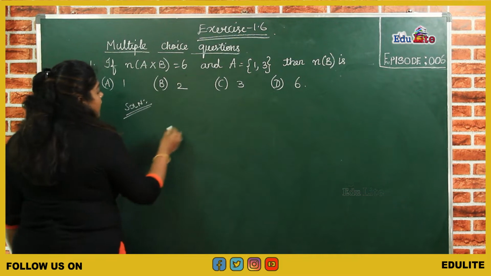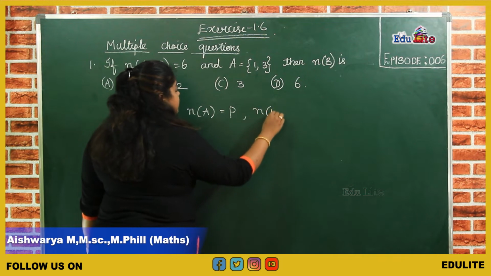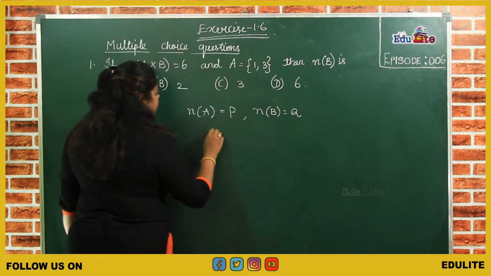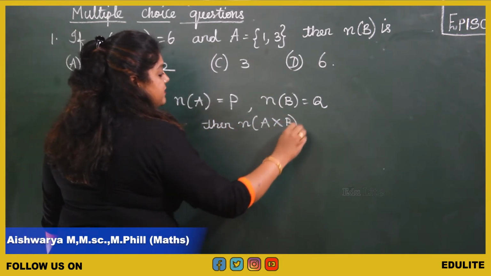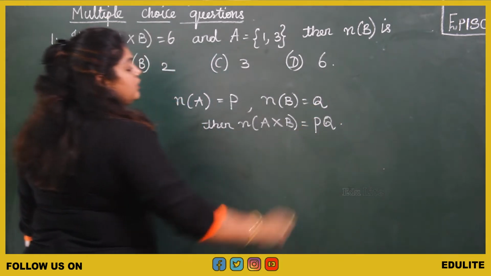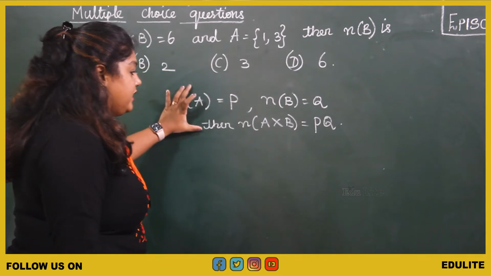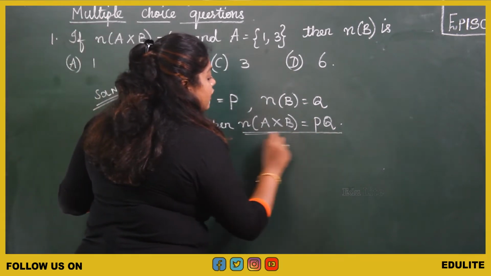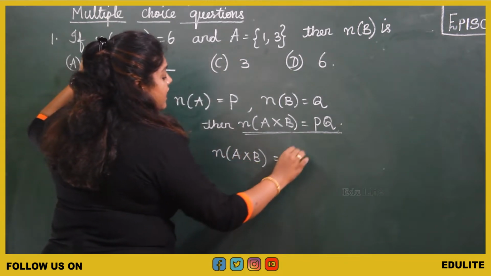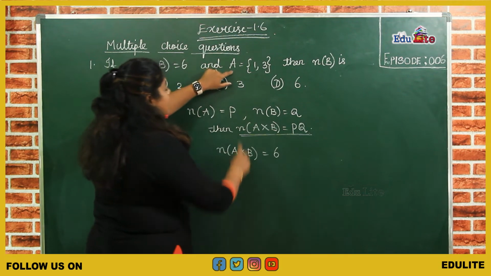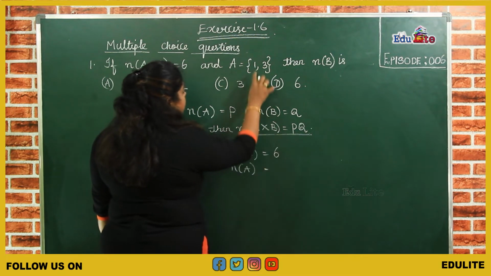So we are going to use the point: n of A equals p, n of B equals q, then number of elements of A cross B is equal to pq. We know this point already. To solve this problem, we are going to get the help of this point. We are given with n of A cross B, which is 6, and also what we are given with is the number of elements in A. We can find it with the set A, that is, number of elements in A is 2.